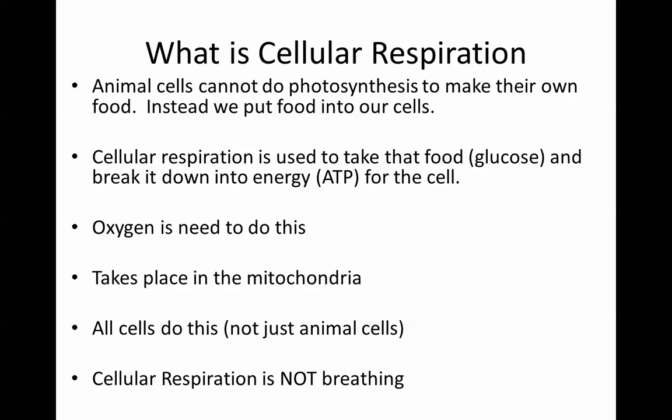So plant cells also do this, but they make the glucose first, and then they take the glucose and break it down and turn it into energy. Whereas for animal cells, we put the food into our cells and then break it down.